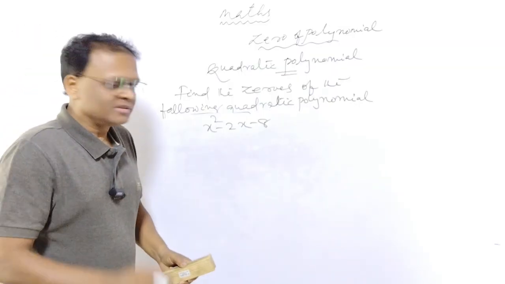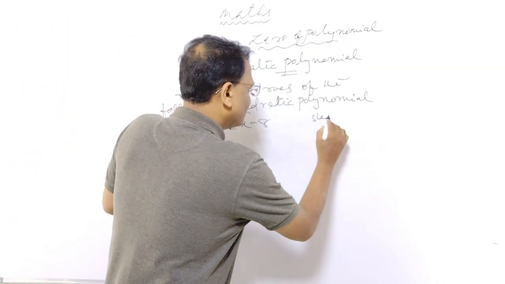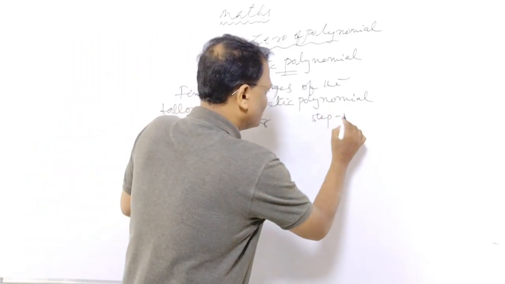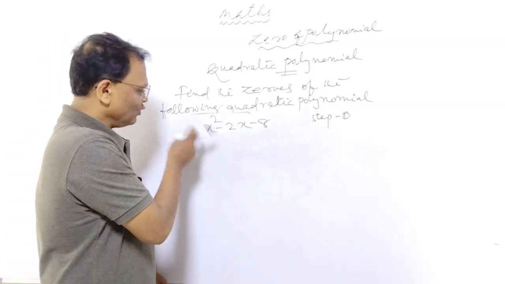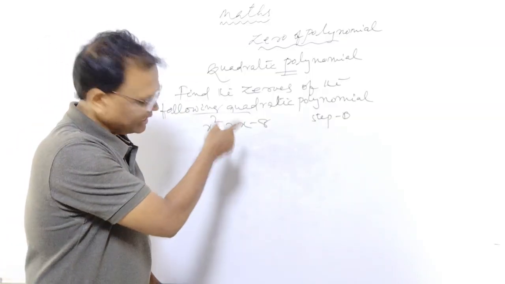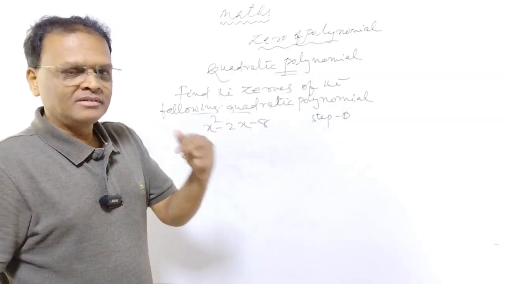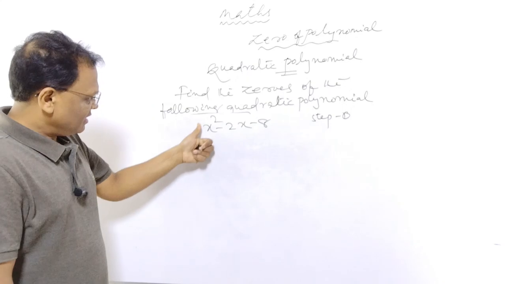So what I told you? Steps. Step number 1, I am writing here. Try to follow, okay, this will give the best answer. What is step number 1? Multiply the coefficient of x square and the last number, 8. Note it down. This will help you while finding the zeros.